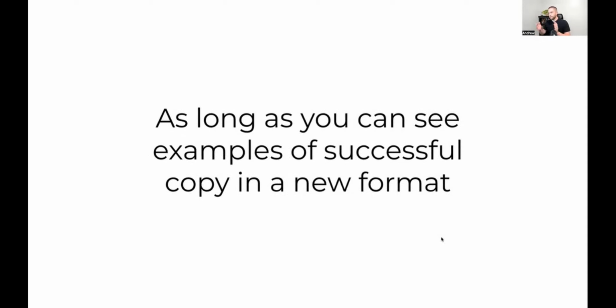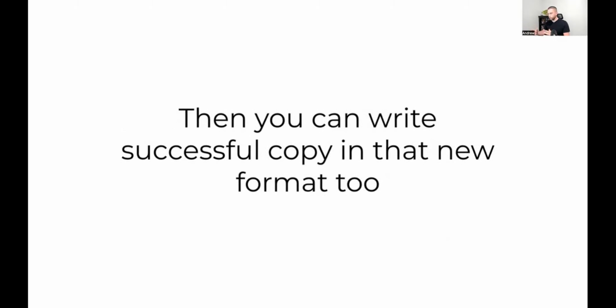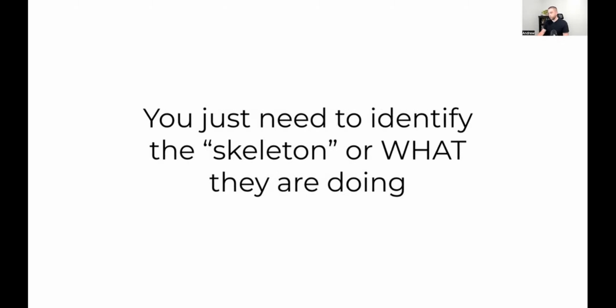So as long as you can see successful examples of copy in a new format, you can model it. You can reverse engineer how they did it, and then you can turn around and write successful copy in that new format as well. You just have to see it, read it, pay attention to what they're doing and how they're doing it, and you can make it happen, right? You need to just identify the skeleton, or what they're doing. I've shown you some frameworks, like DIC copy, for example. You can identify, okay, they're doing a disrupt section, they're doing an intrigue section, they're doing a click section. And that's a skeleton that you can use to write your own copy using that format.